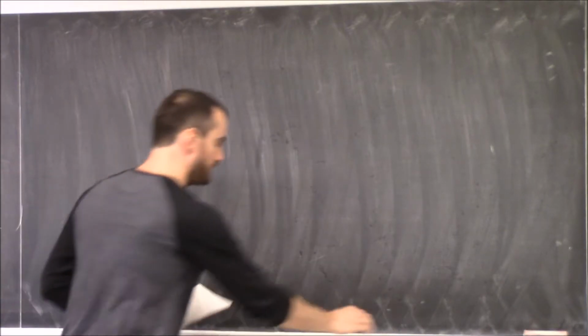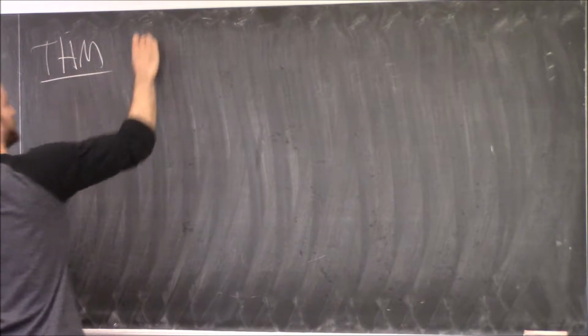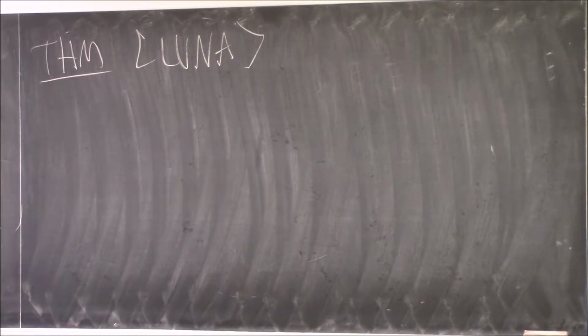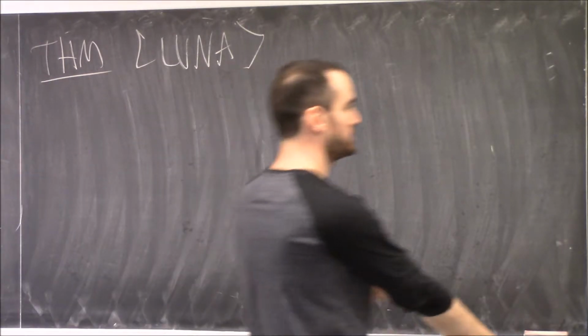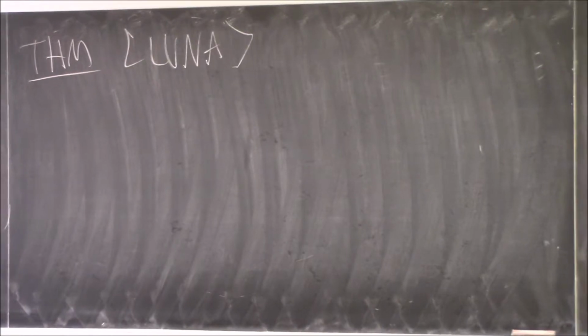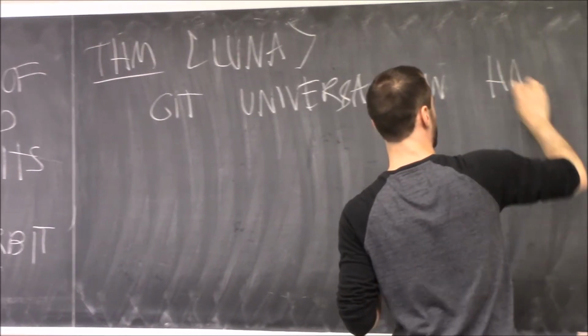Okay, and so why does this do what we want? Well, there's this theorem of Luna, which tells us that the topological GIT quotient is the universal one in the category of Hausdorff spaces. So this algebraic construction is giving us exactly the minimal construction we need, even if we only want the topological properties to hold. So GIT is universal in the category of Hausdorff spaces.